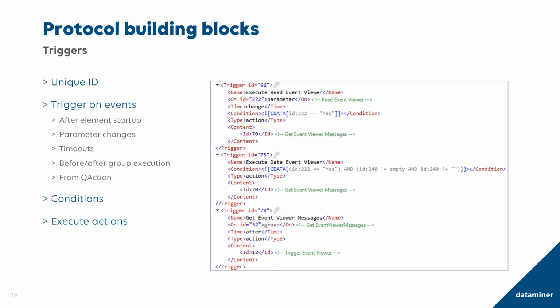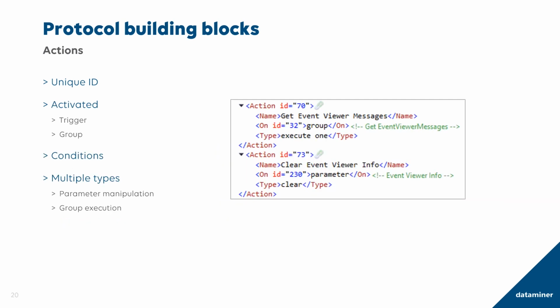Something extra that we haven't seen yet is that you can add conditions on here. For example, for this trigger, if parameter 222 changes, we only want to execute the action here in case it changed to yes. The trigger will always go off, but it will only execute its contents if the condition matches. And as an example here, you can see that you can create all kinds of combinations you want. So from a trigger, you can execute an action.